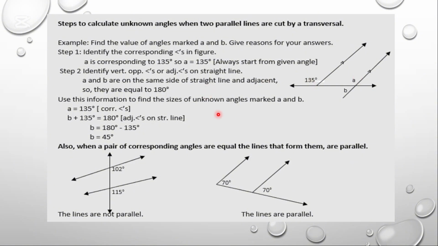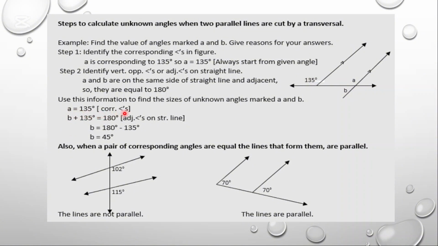Then number 2, we look for vertically opposite angles. We can't use them: these two are vertically opposite, but they are not marked, so we are not working with them. Then we can see that B and A are on a straight line, so they must be equal to 180 degrees. So we always work from the given angle, and we say here that A and 135 are the same. So A is equal to 135 degrees.